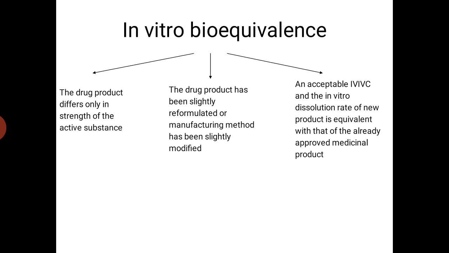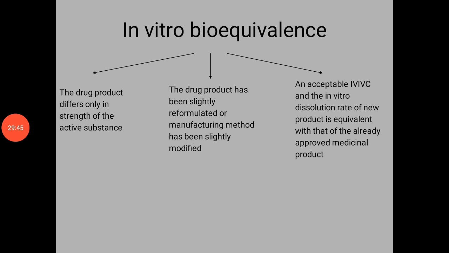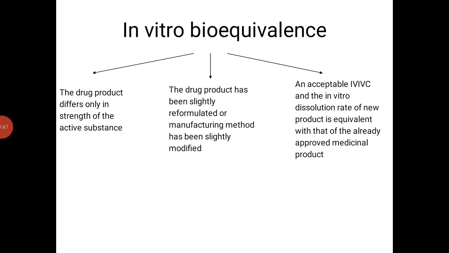That's the first. Second, the drug product has been slightly reformulated or the manufacturing method has been slightly modified. Okay, reformulation, making a different type of formulation, or the manufacturing process has changed. No need to go for in vivo, but you have to inform your regulatory authorities of the variation you have made, whichever the regulatory authority may be, because you are changing the formula or the process. So you have to inform them with the in vitro data, with no need of in vivo data.